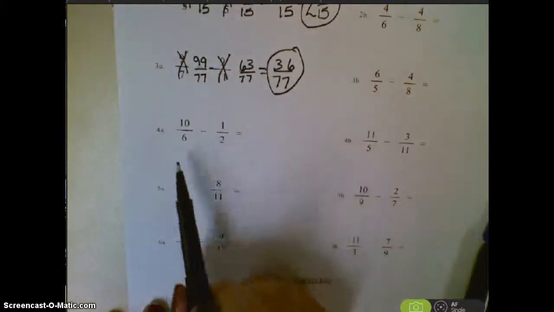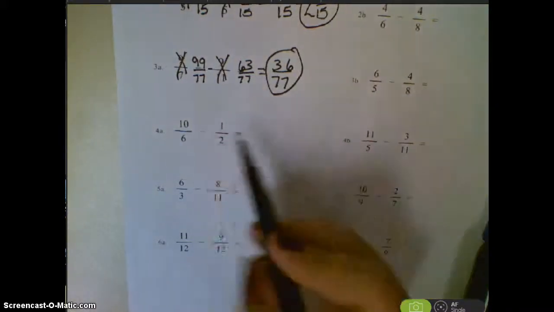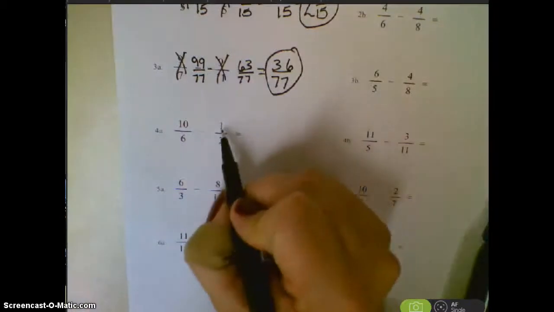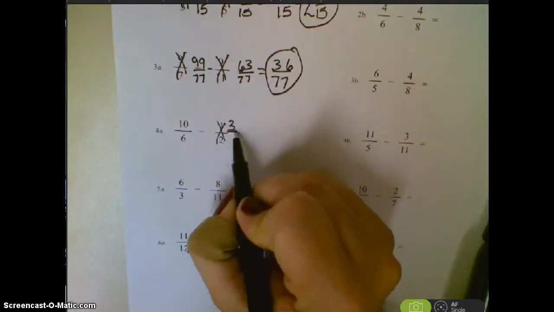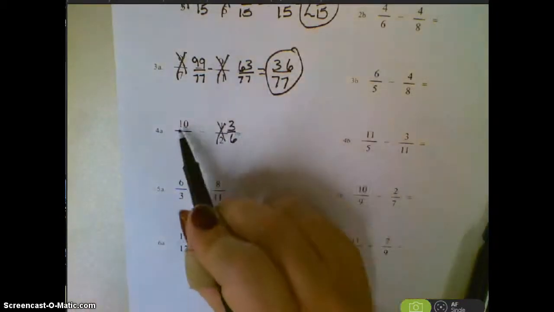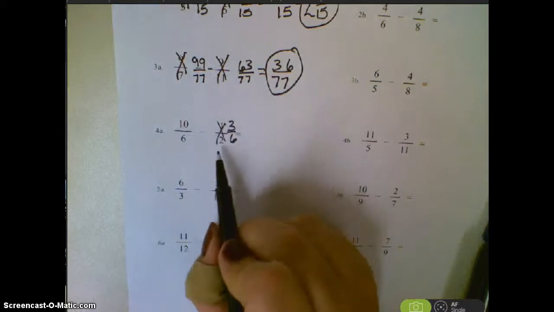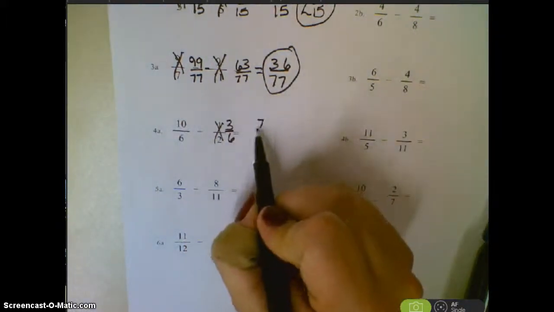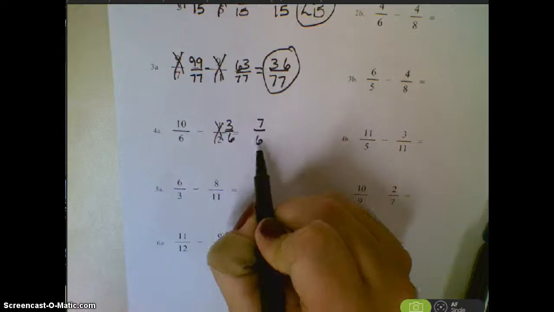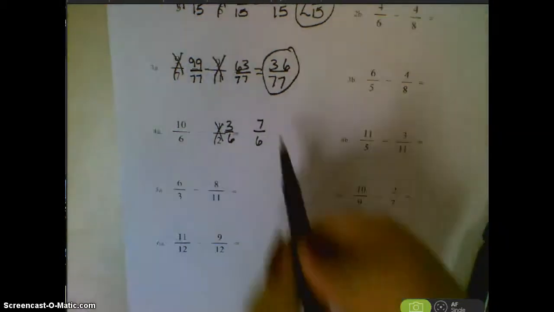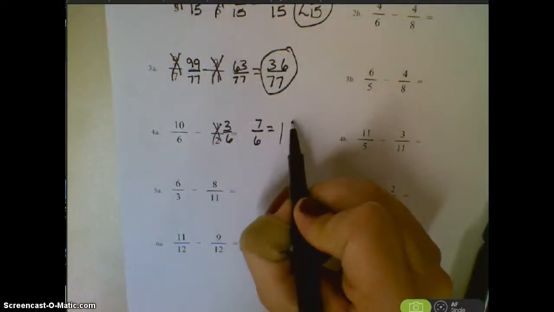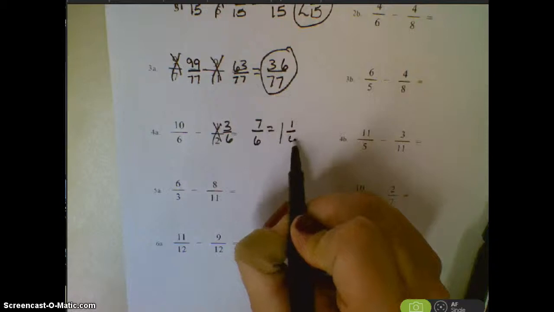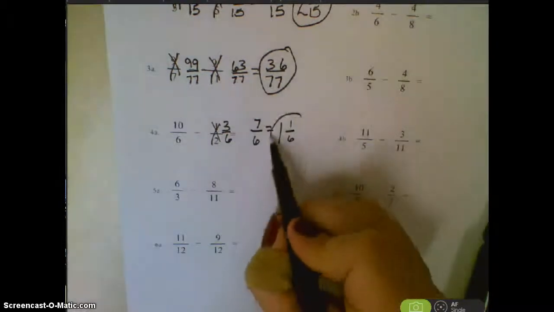This one we're going to find a common denominator between 6 and 2. 6 we can leave. Let's change our 1/2 to 3/6 instead. And then we can subtract. And we know that these are the same. 3/6 is the same as half. So 10 minus 3 is 7, and we keep our denominator of 6. Well, 6 out of 6 is 1, and then you have 1 left over. And so we'll call it 1 and 1/6.